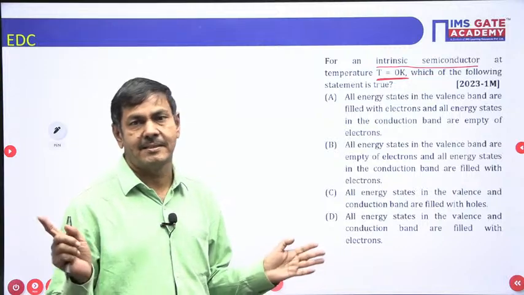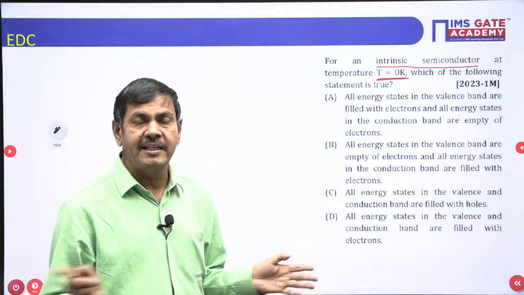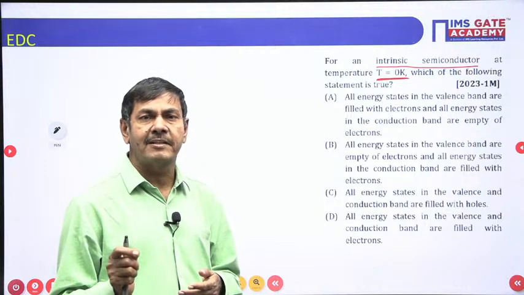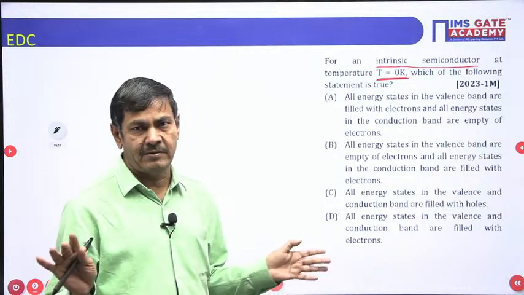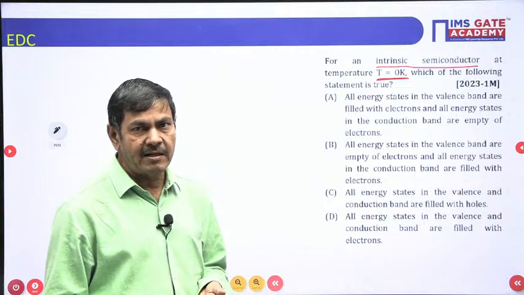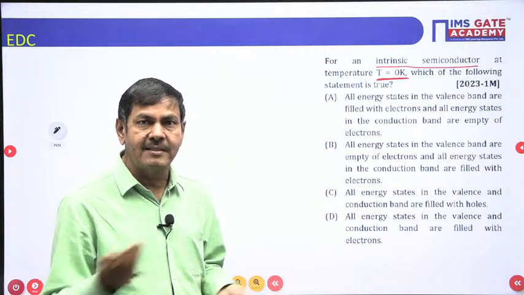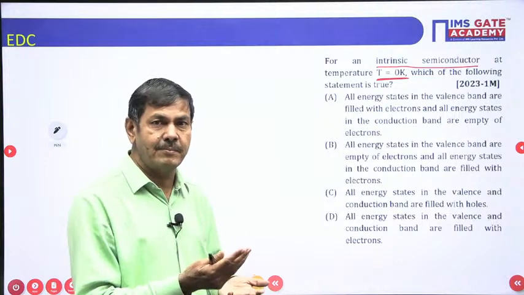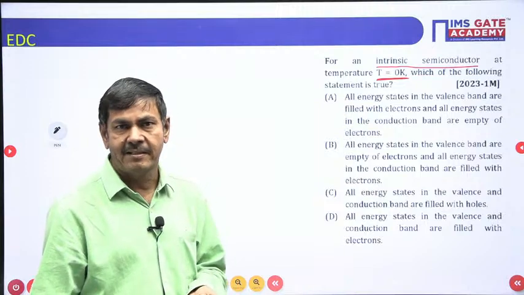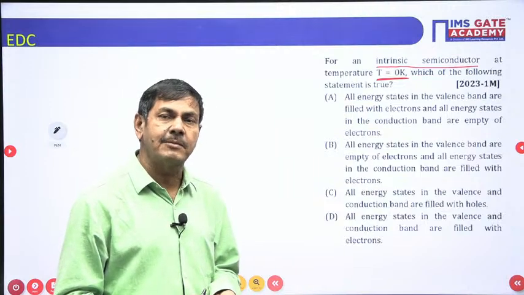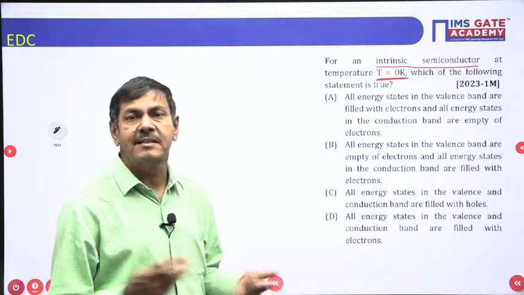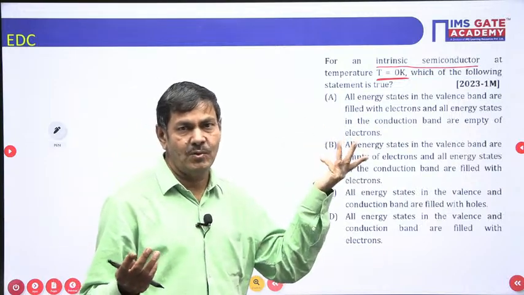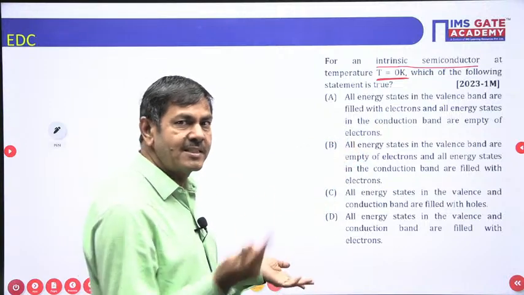It does not conduct. It does not have any electrons in the conduction band. All the electrons exist in the valence band only. If no electrons are in the conduction band, then no conduction is possible, because there are no electrons in the conduction band.